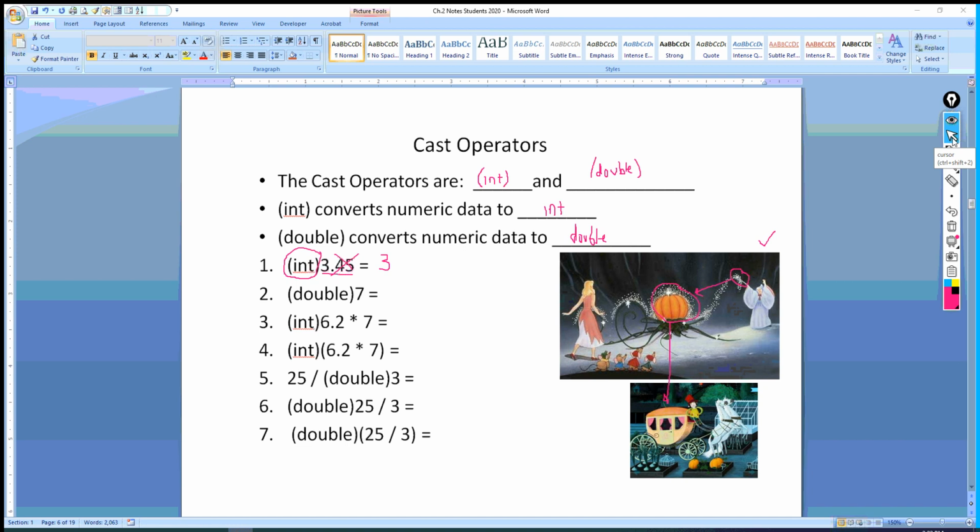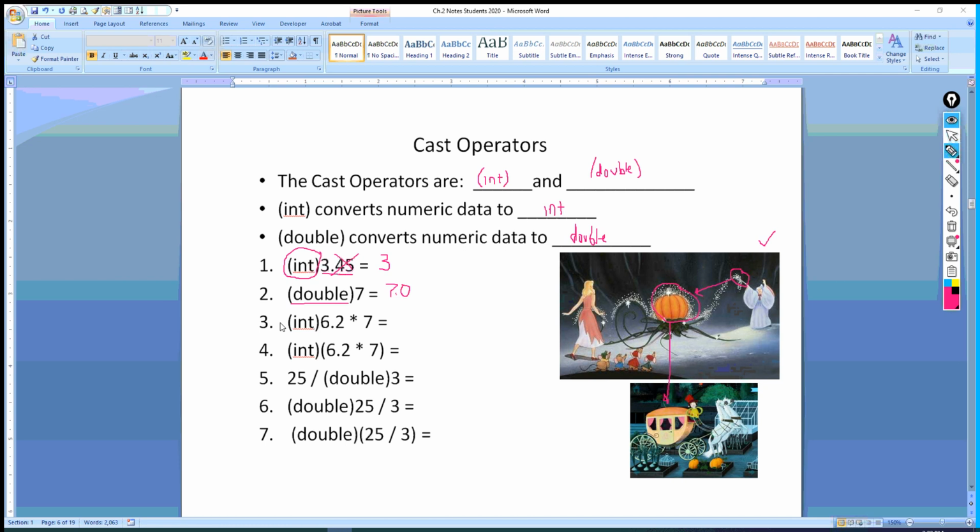So what we have here is number 2. What you should have done is take the 7, and the spell is a double spell cast on it, so it goes from being an int to a double just by adding a 0.0 to it.